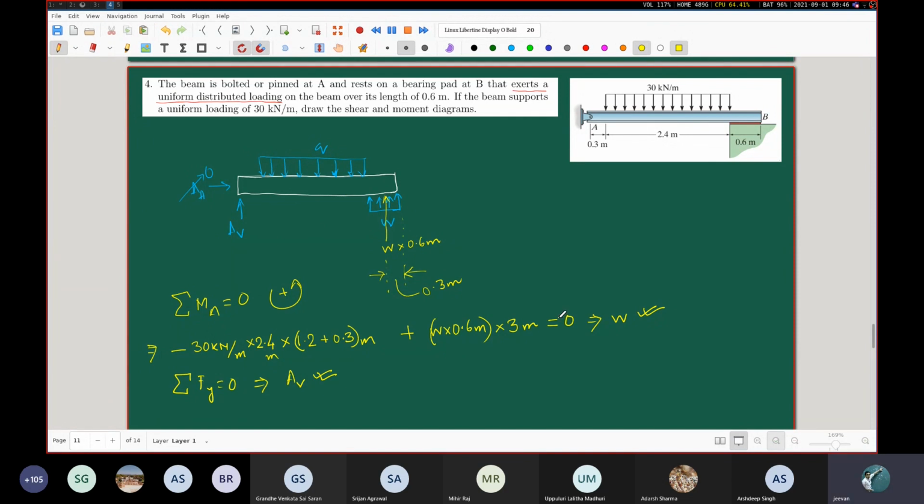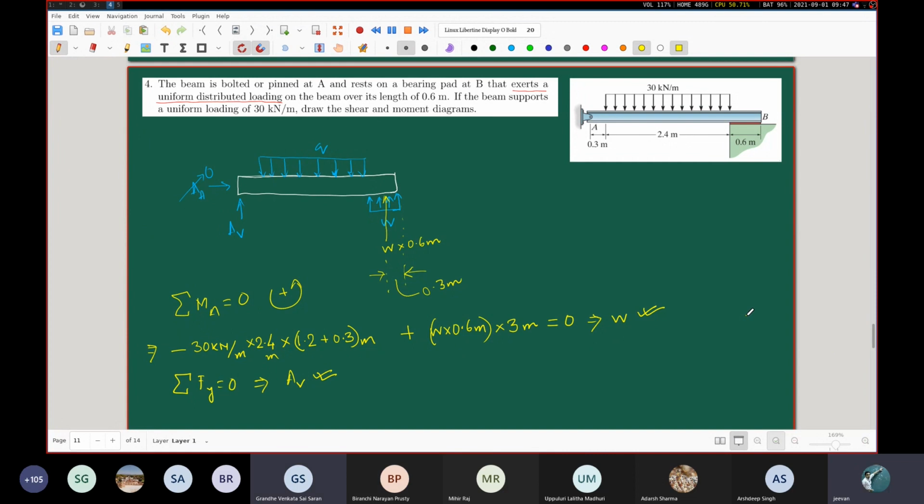Anything that you want to ask from this problem? Sir, in general, that bearing pad can exert a slight inclined direction force due to friction. It can, but here it has been mentioned clearly that it exerts uniformly distributed loading. Okay.